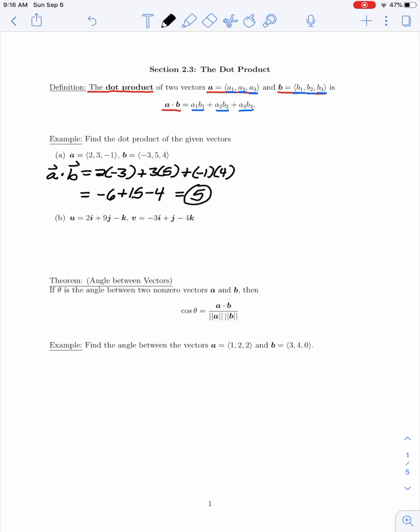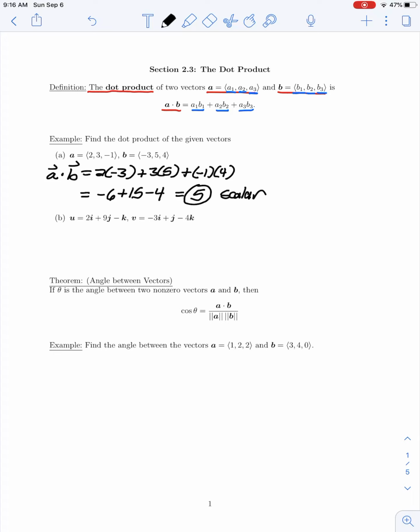So notice that here, for the dot product, we're multiplying two vectors, and what we get back is a scalar. That is, the dot product of two vectors is a scalar, just some number. It is not a vector.